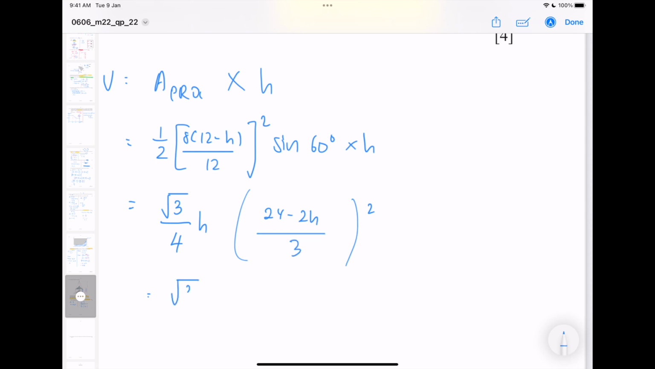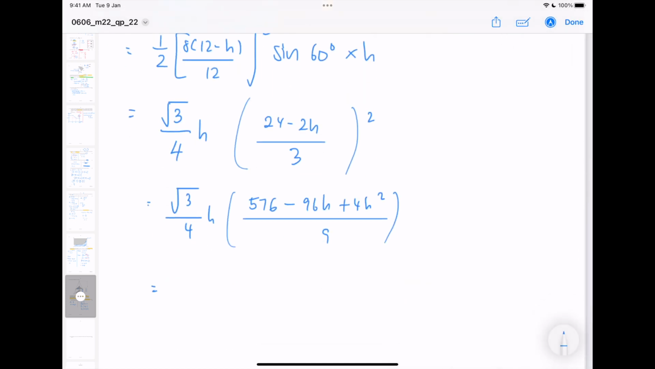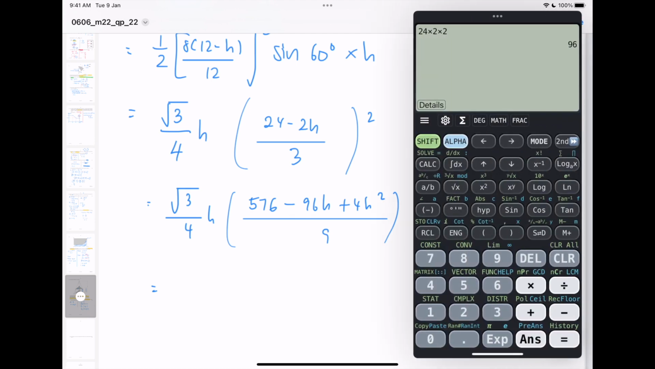Let's expand. You will have 24 squared, 576, minus 24 times 2 times 2, 96h, plus 4h squared, all over 9. Can everything be divided by 9? Oh no, it can't. But all of them can be divided by 4. Divided by 4, 576 over 4 is 144, so it's 144 minus 24h plus h squared, over 9. So now it's just surd 3 each.